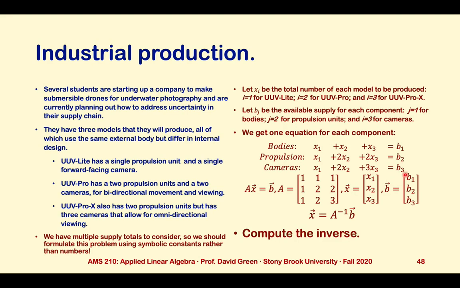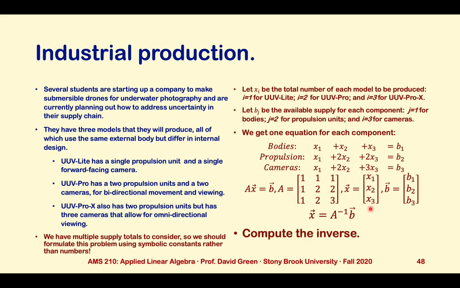And the right-hand side has our symbolic constants for the total available bodies, propulsion units, and cameras. This is our system of equations form. We can easily recast this into matrix form, AX equals B, with a coefficient matrix A that has all ones in the first row, 1, 2, 2 for the second, and 1, 2, 3 for the third.